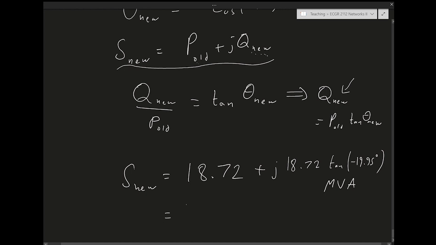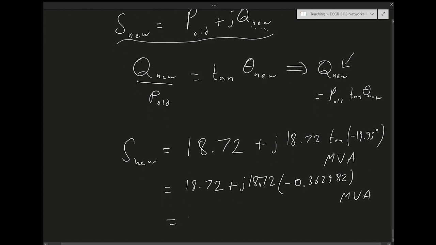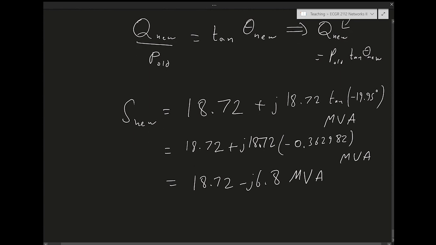I end up with 18.72 plus J 18.72 with an angle, the tangent of minus 19.95 is going to be minus 0.362982 MVA. Calculate this, it's going to be 18.72 minus J 6.8 MVA. Okay? All right, so this is S nu.